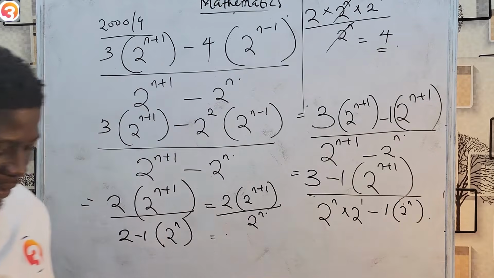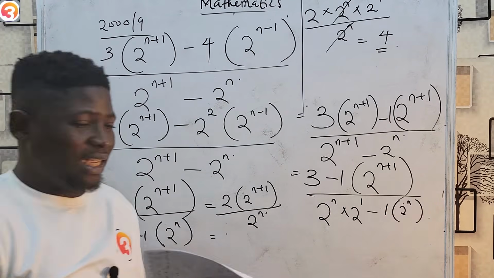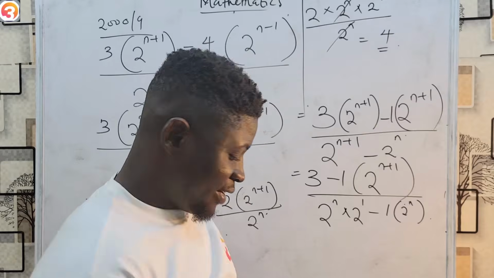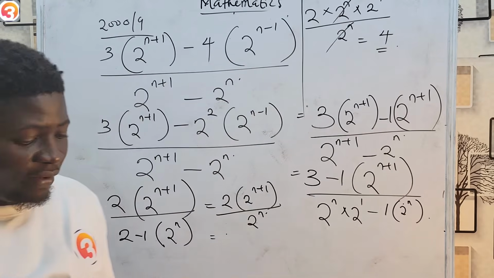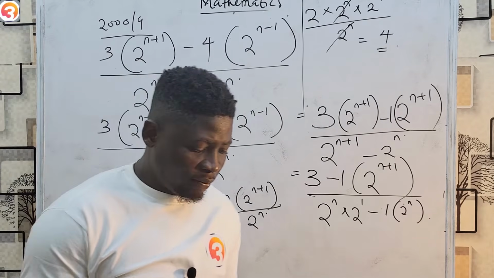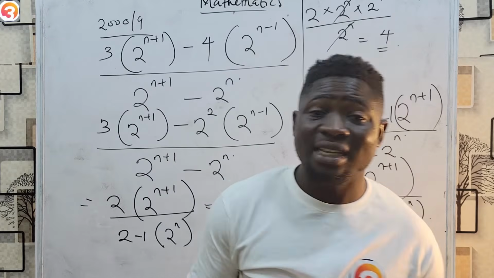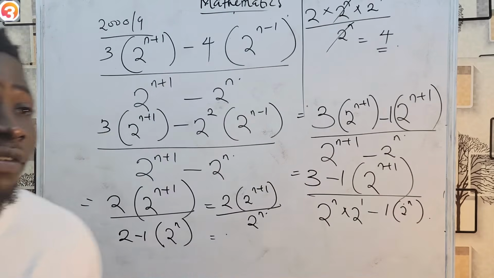So we have gotten our simple answer as 4. Those are very, very easy questions. Now let's look at the last part of this class, which is indices involving fractions.